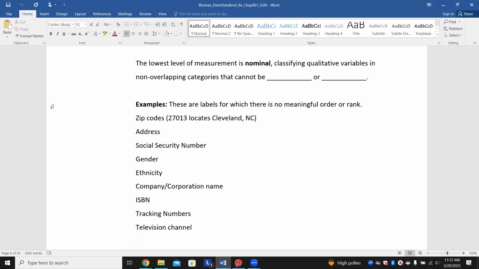You can't rank addresses, but it's a characteristic. It's a descriptive factor. Social security number describes somebody, but you don't rank that. Gender, male or female, is not ranked. It just describes the person. Ethnicity, white, black, Chinese, doesn't matter. It is a descriptive characteristic, cannot be ranked or ordered. Company corporation names, all the different companies out there, cannot be ranked. ISBN number for your computer is not ranked. Tracking numbers for packages are not ranked. Television channels are not ranked. These are just descriptive characteristics, but not actual ranking or order. So these are all examples of nominal data.